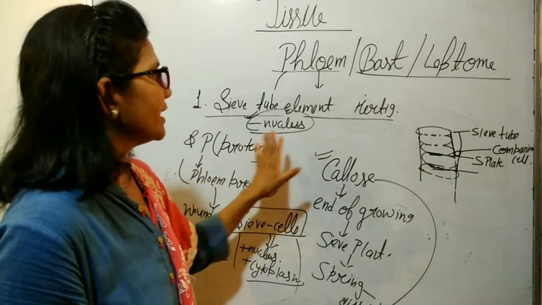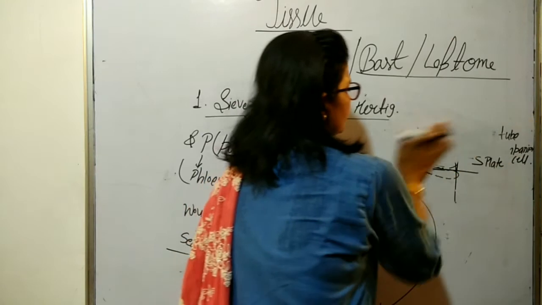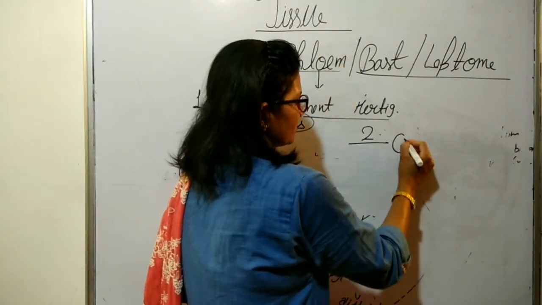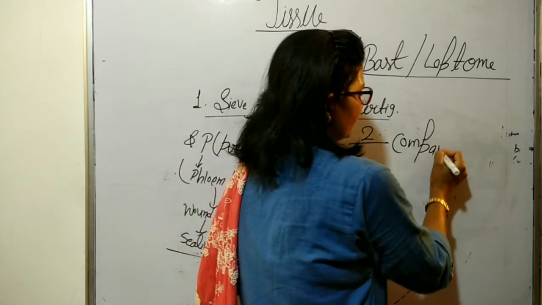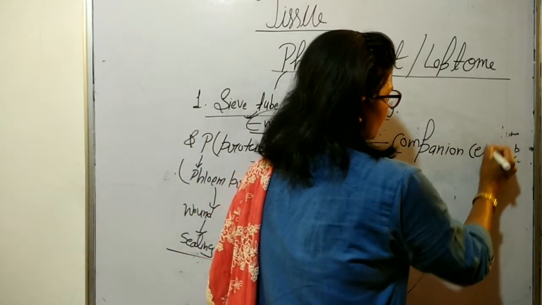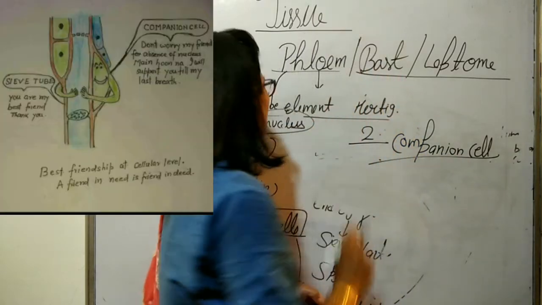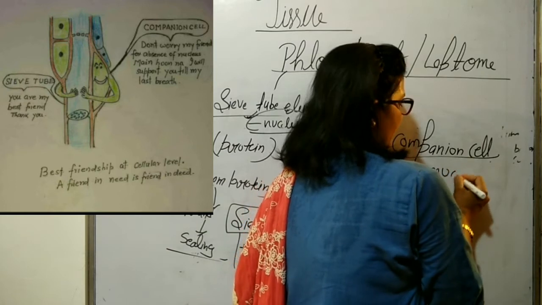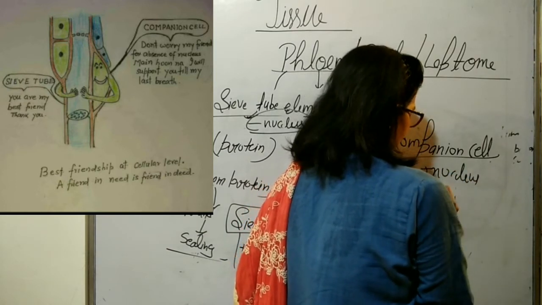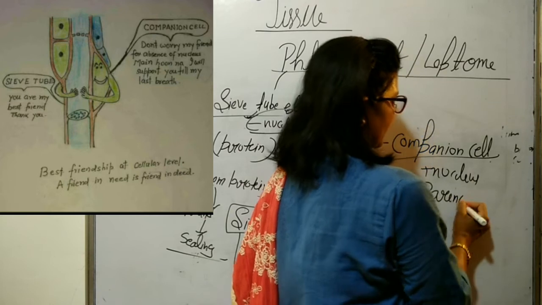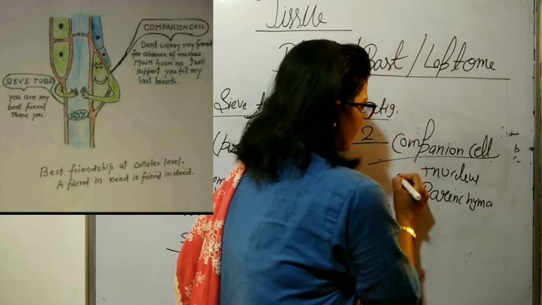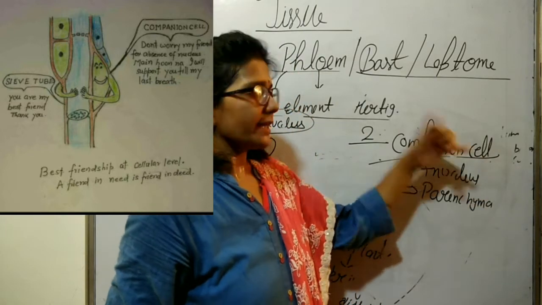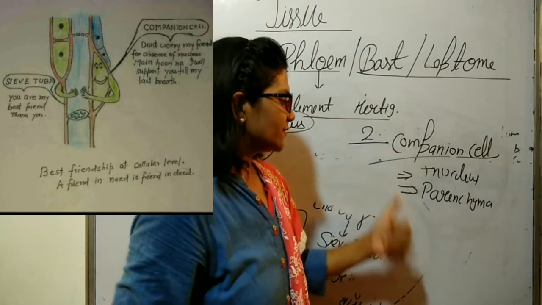Now the second point is about the companion cell. So let's see what is the importance of the companion cell. As I have told you, it is providing company to the sieve tube element. So the companion cell has the nucleus. It is a parenchymatous cell, and this nucleus controls the function of the companion cell as well as the sieve tube element.